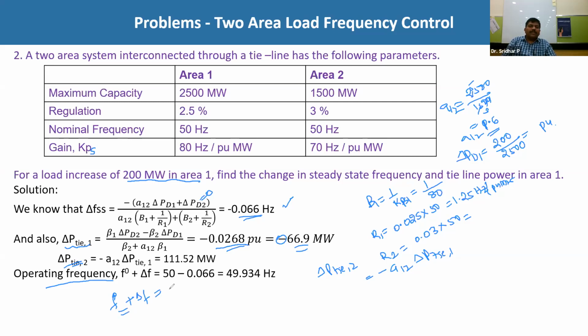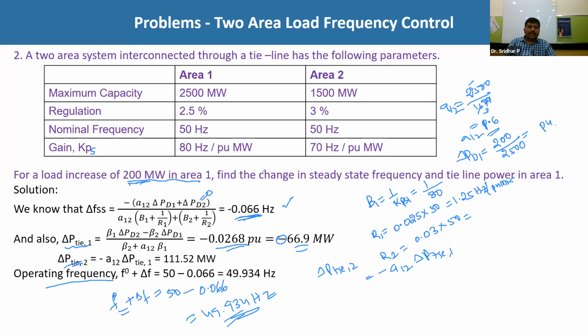So nominal frequency is 50 and it may be plus or minus based on the expression we are going to get. That is nothing but the steady state change in the frequency, minus 0.066 something. So 49.934 hertz we are going to get. This frequency is the change in the frequency, or exactly the total system is operating at 49.934 hertz frequency corresponding to the 200 megawatt disturbance in area 1.